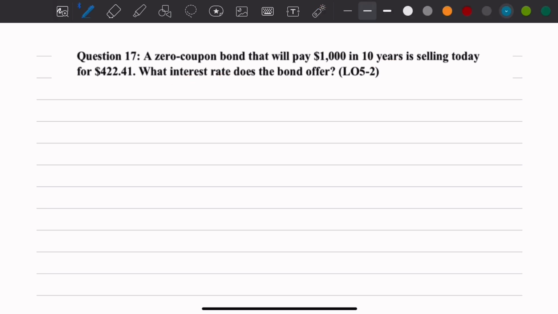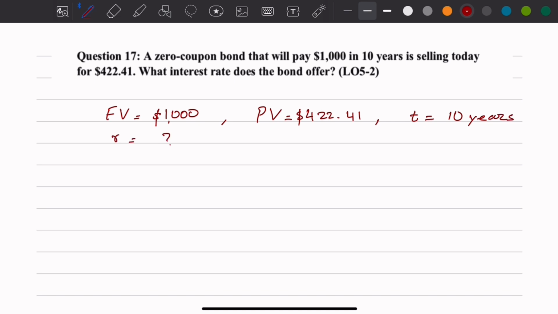Let's write the inputs down first, which is a good practice that I suggest all of you get used to doing. Future value is $1,000, and the present value is $422.41. T is 10 years. But what's missing is R. We don't know the interest rate.